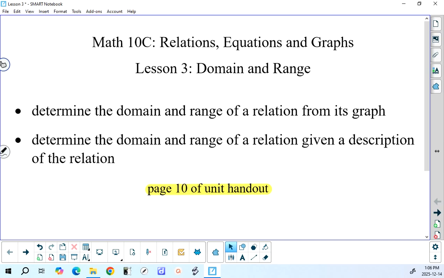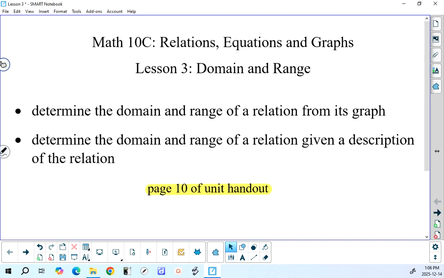We're continuing with the third lesson in Unit 6 of Math 10C today. Unit 6 deals with relations, equations, and graphs, and today we're going to be looking at something called domain and range. And like much of the other topics in this unit, this is something that's going to follow you into the grade 11 and 12 topics that you learn in high school math, whether it's in Dash 1 or Dash 2. So it's a very important set of ideas.